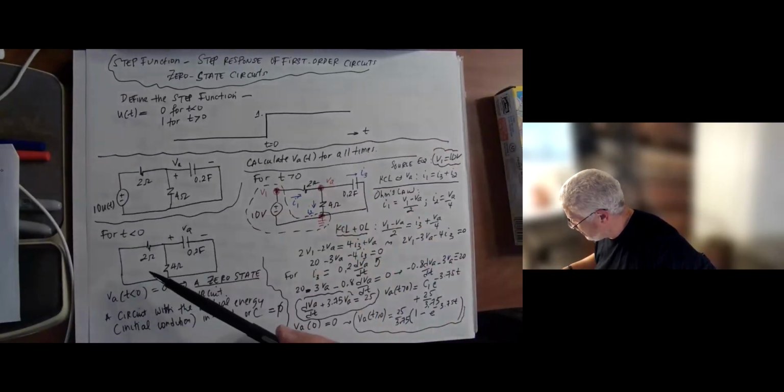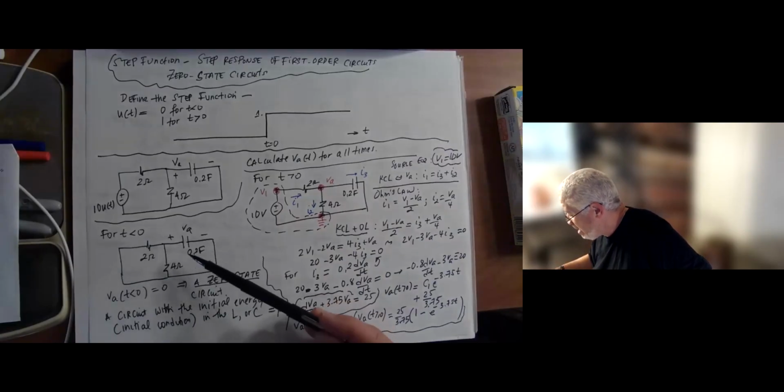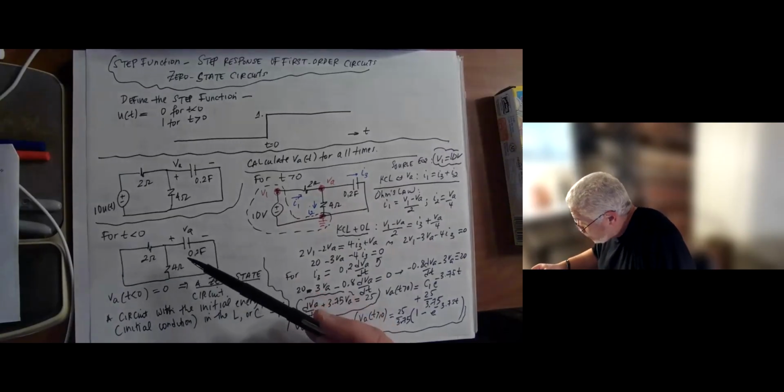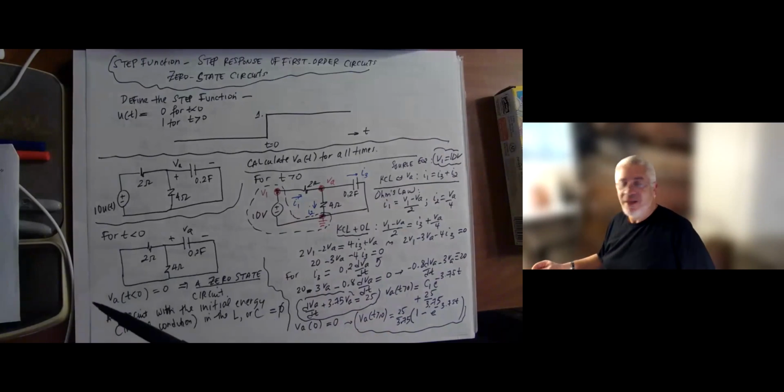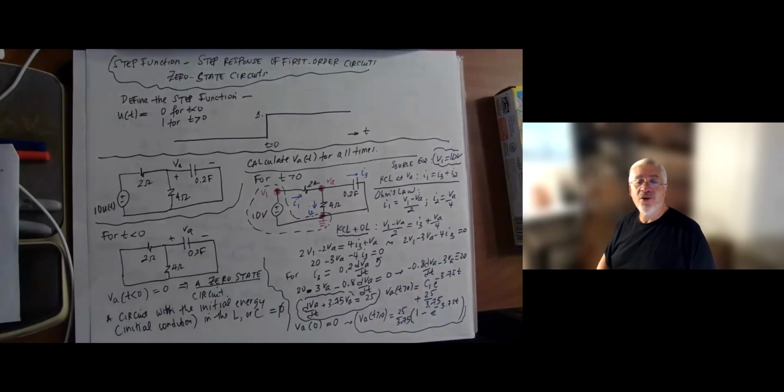So we solve the circuit for t less than 0. And obviously for t less than 0, the capacitor behaves like an open, but the circuit has no source. So everything is 0. This is what we call a zero-state circuit, a circuit where the initial energy and the initial condition in the inductor or the capacitor is 0.